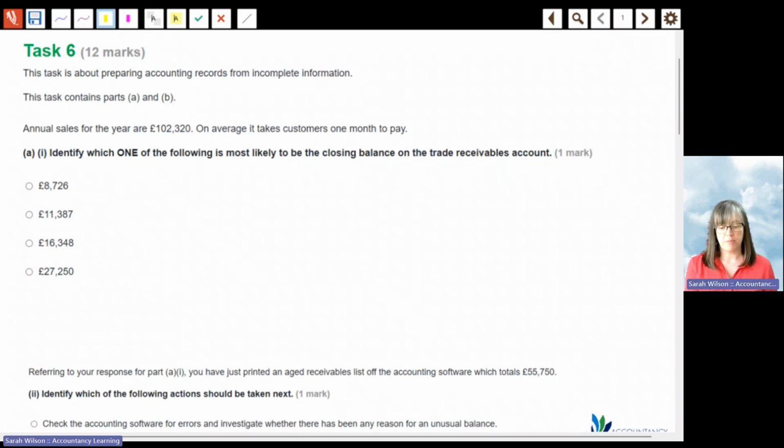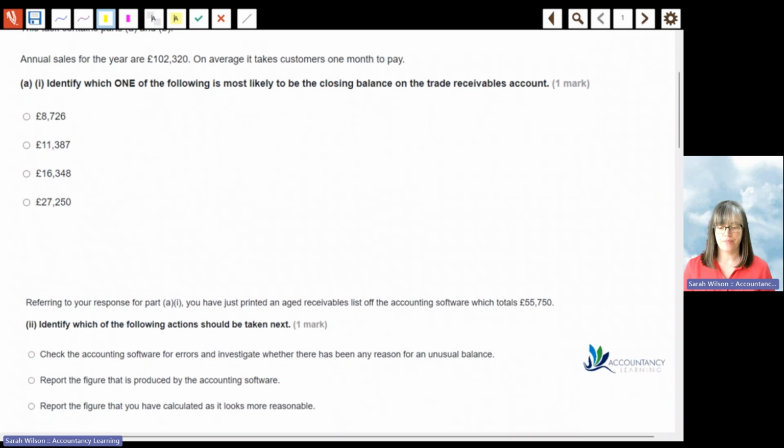So this task is going to be about preparing accounting records from incomplete information. In the first task here, we are told that annual sales for the year are 102,320. And we're told on average it takes customers 1 month to pay. The question asks us to identify which one of the following is most likely to be the closing balance on the trade receivables account.